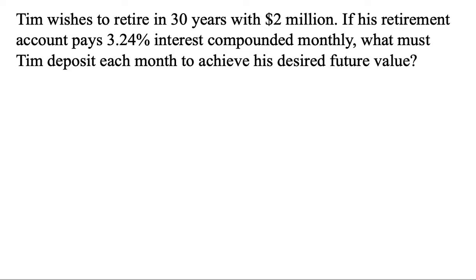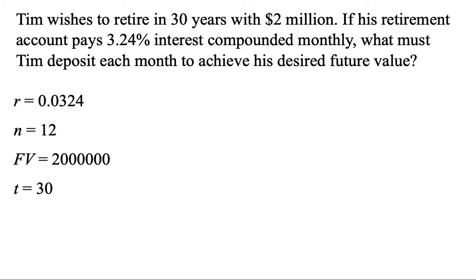Tim wishes to retire in 30 years with $2 million. If his retirement account pays 3.24% interest compounded monthly, what must Tim deposit each month to achieve his desired future value? Again, we list what we know. We know that our rate of 3.24% gives us an R value of 0.0324. Since we're compounding monthly, our N value will be 12. We don't know the payment amount, that's what we're looking for, but we do know that the desired future value is $2 million and that the term will be 30 years.